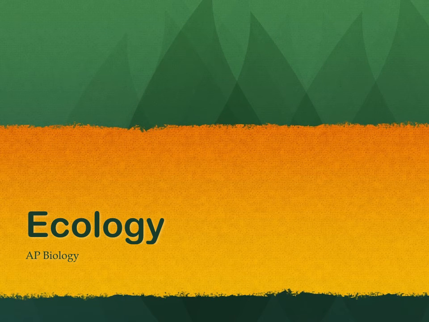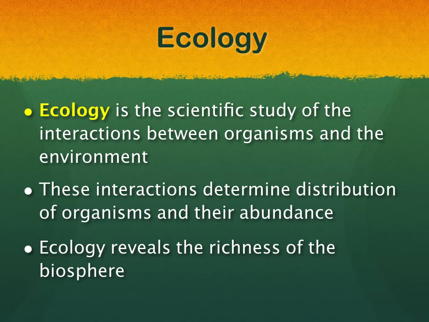Alright, this video is part one of our ecology unit lecture. It's going to start off with a few definitions. First off, ecology is the study of interactions between organisms and their environment. These interactions are important because they're going to determine the distribution, or where we find these organisms, and also how many of them there are.